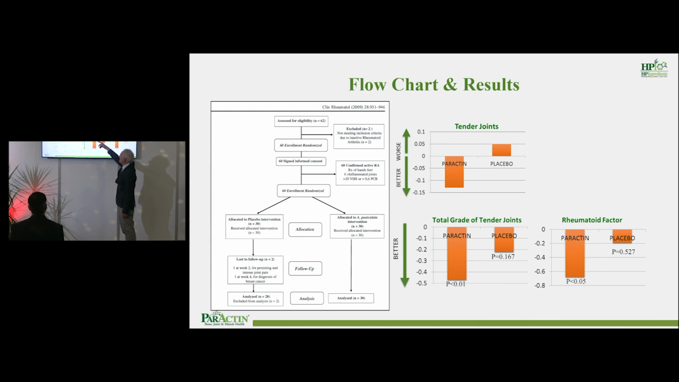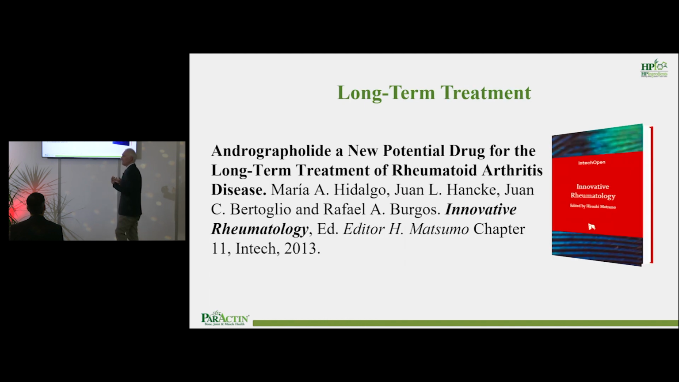Also, a decrease in the total grade of tender joints, doing better. And also the rheumatoid factor was significantly reduced as compared to the placebo, right? That was our first, so to say, clinical study published in this autoimmune disease. Next one.